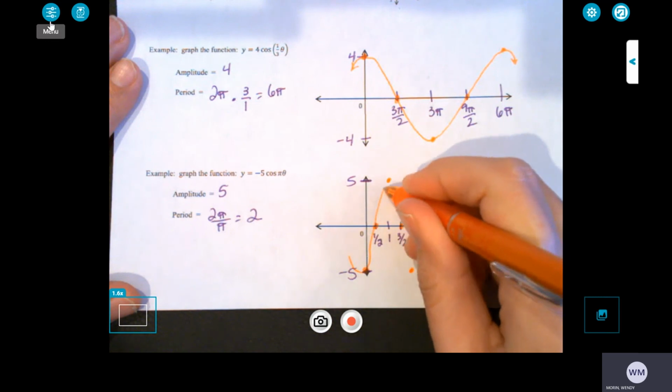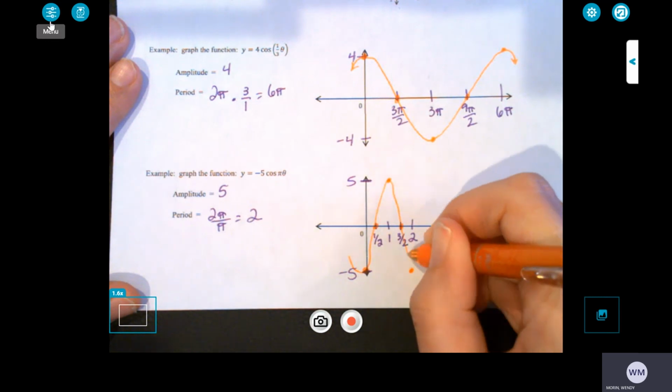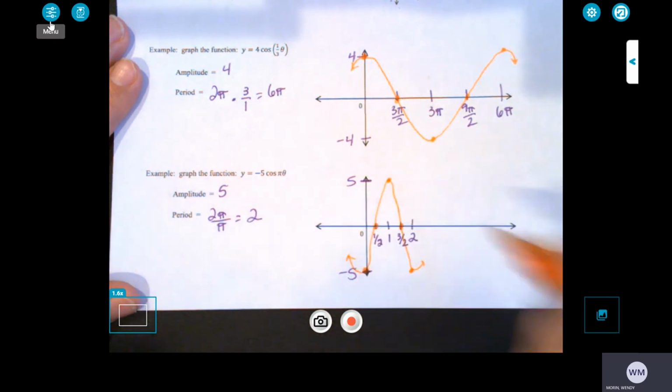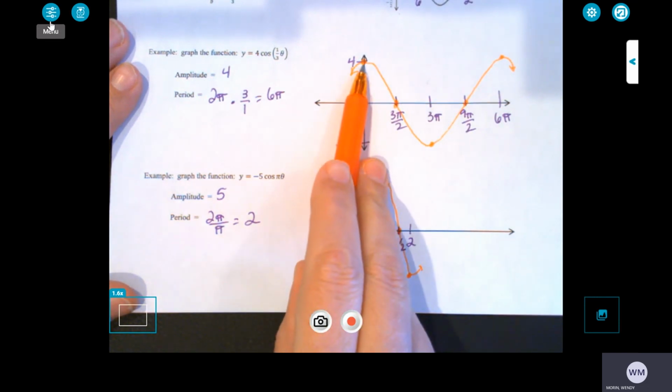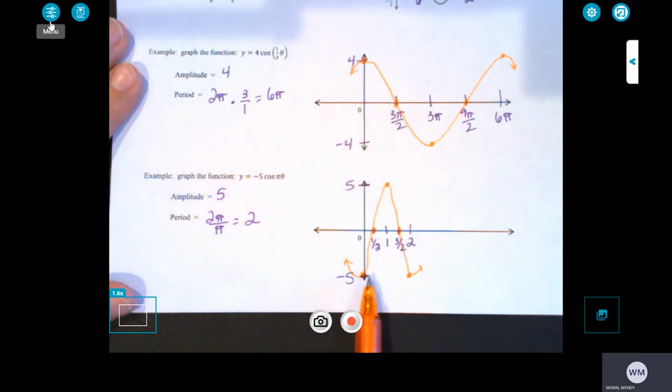Okay, so everything is the same as the sine graph. The only difference is positive cosine starts above the midline and a negative cosine graph starts below the midline. Everything else is the same as the sine. Okay, simple enough. That's the end of the notes for today.